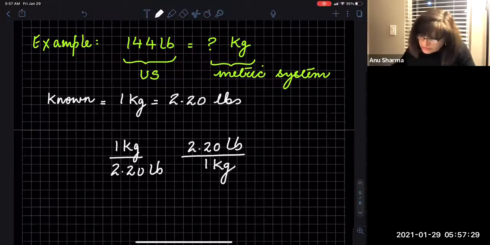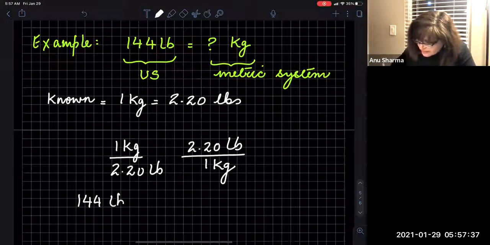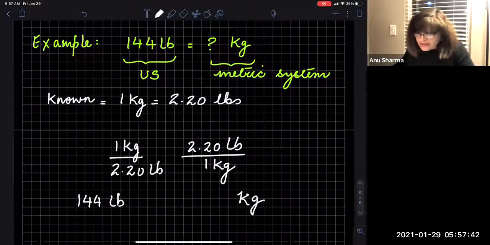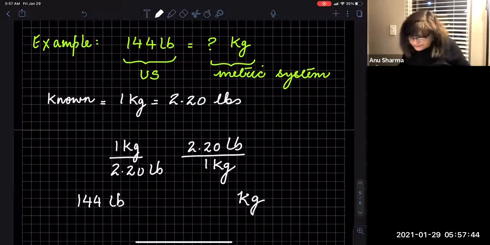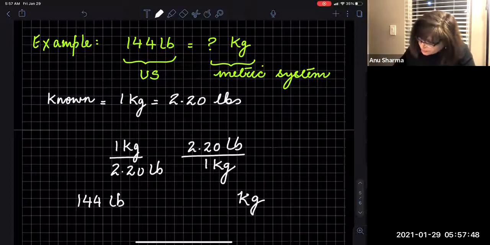Okay, now the question is asking about 144 pounds. So what will you do now here? 144 pounds, and we need it in how many kilograms is that? Okay, so what will you do here? You are going to convert the pounds to kilograms.